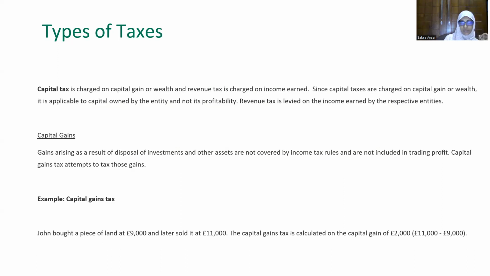Now here we are going to have a small example of capital gains tax. As you can see here, it says John bought a piece of land at £9,000 and later sold it at £11,000. The capital gains tax is calculated on the capital gain. So as I told you before, John bought the land at what amount? £9,000. And then it was sold at £11,000. So what is the difference between those two?